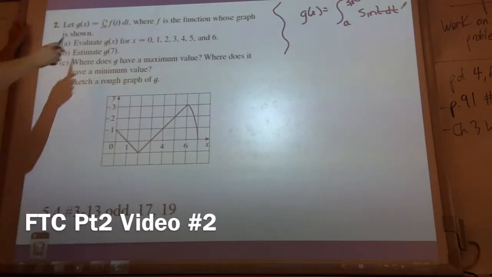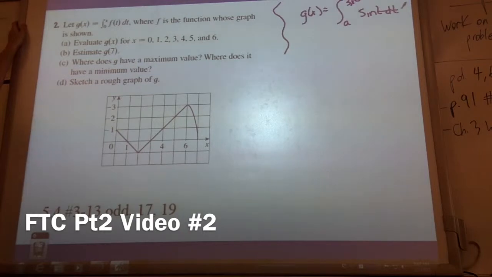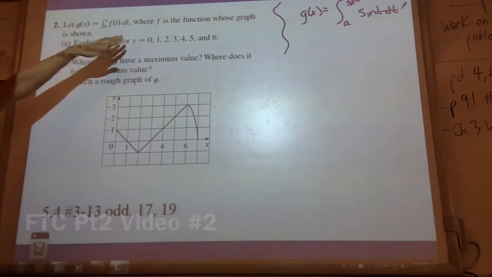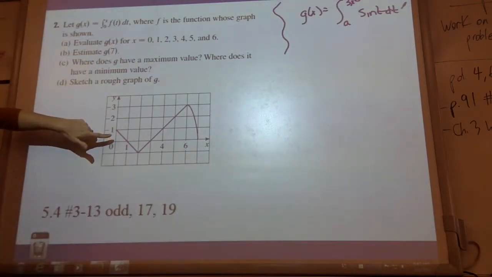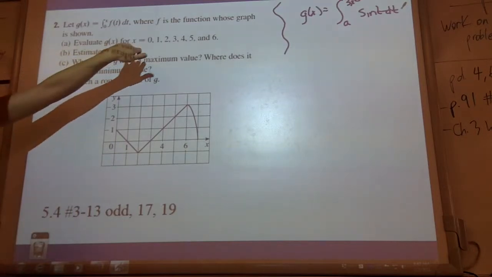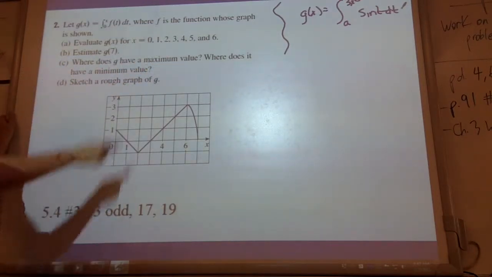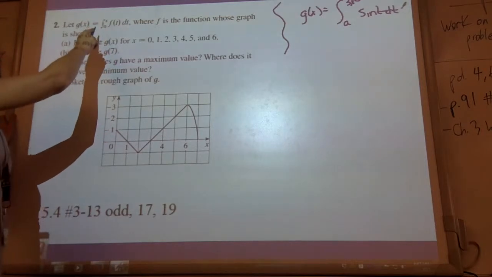So let g of x equal the integral from 0 to x, where a does not have to be 0, and f is the function whose graph is shown, so this is f. Evaluate g of x for all of these values. All right, this starts at 0, right?